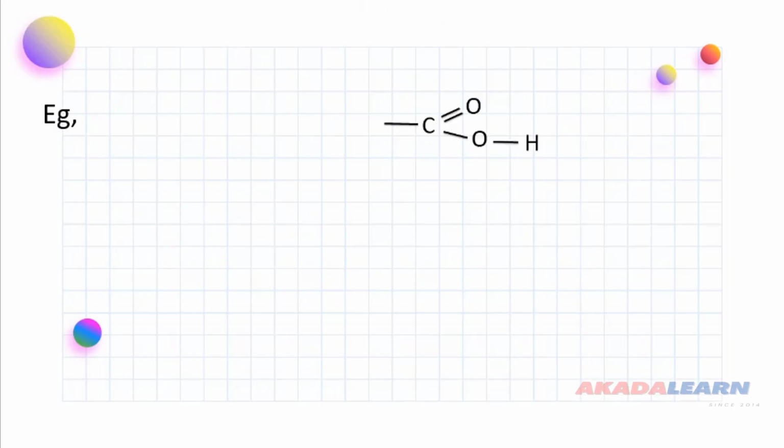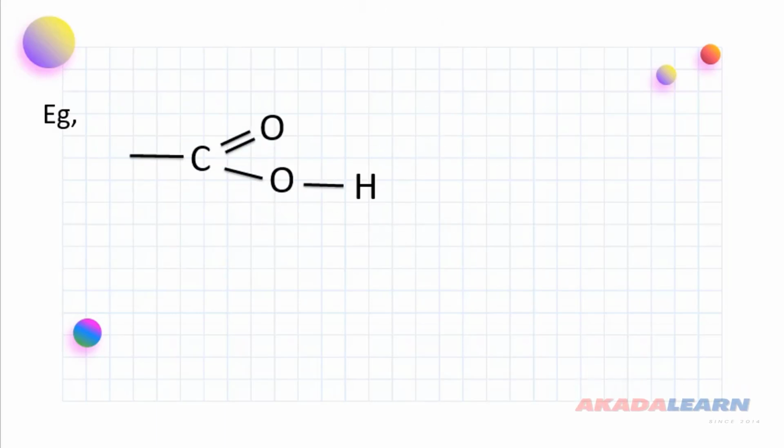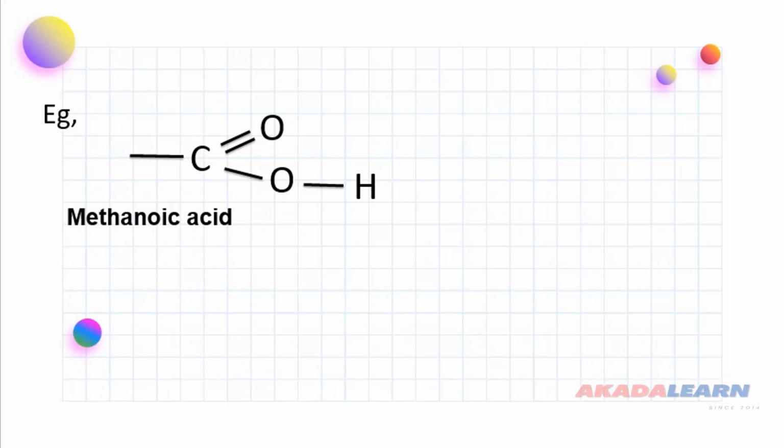You can see an example here. This has only one carbon atom with the OOH. This is methanoic acid from methane. So we count the number of carbon atoms because it is just one, which is supposed to be a methane. We now change the last "ane" to oic acid.